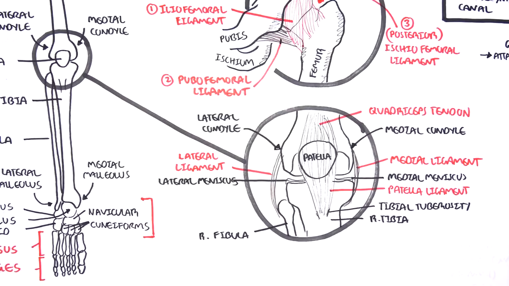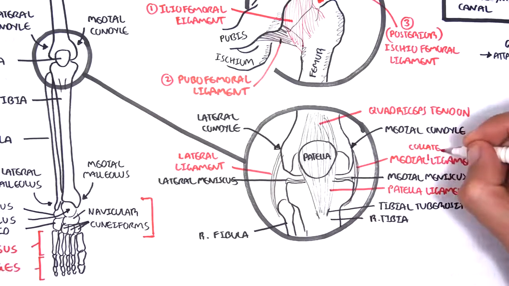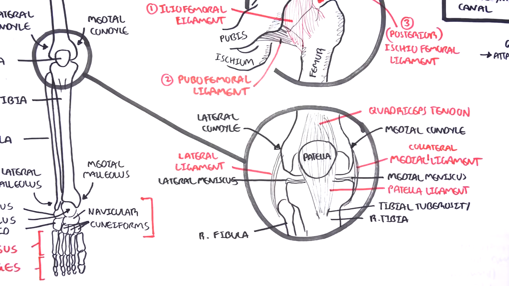It is important to know these ligaments and the meniscus because they can be injured during sporting activities or with certain maneuvers. It's important to note that some branches of the medial collateral ligament join and continue with the medial meniscus. And so when the medial collateral ligament is damaged, part of the medial meniscus can also be damaged.